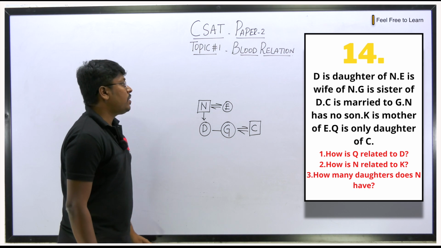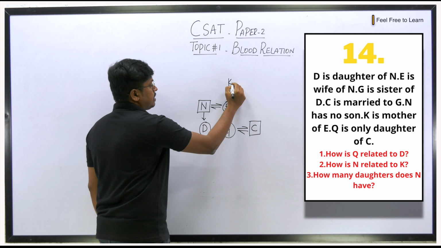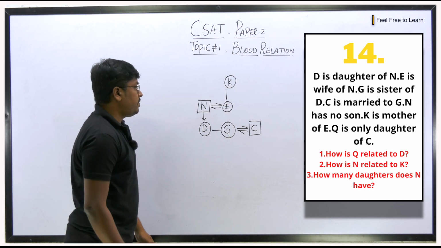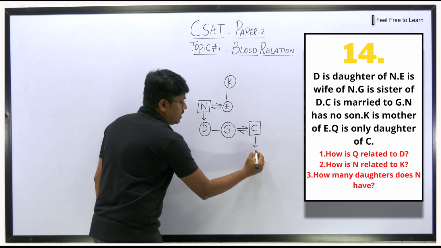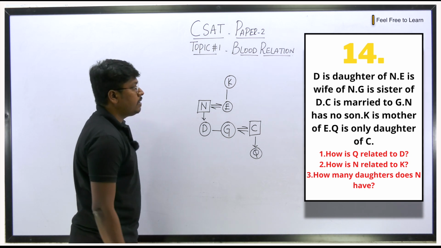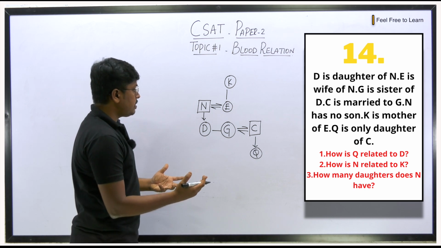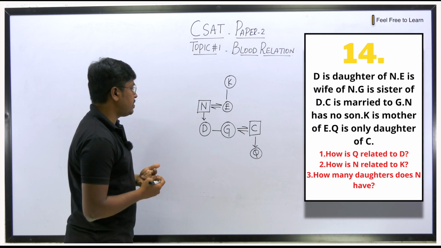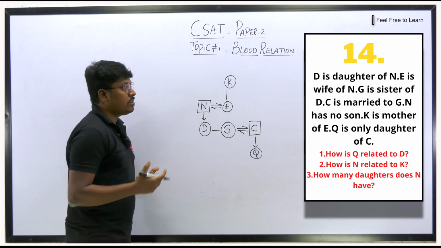K is mother of E. So E's mother is K. And the last point, Q is the only daughter of C. So C's daughter is Q, that too the only daughter of C. Okay. I think that's it, right? So we know the gender of all the persons. But we don't know why they have given a note that N has no son. Okay, so let me move on to the questions.